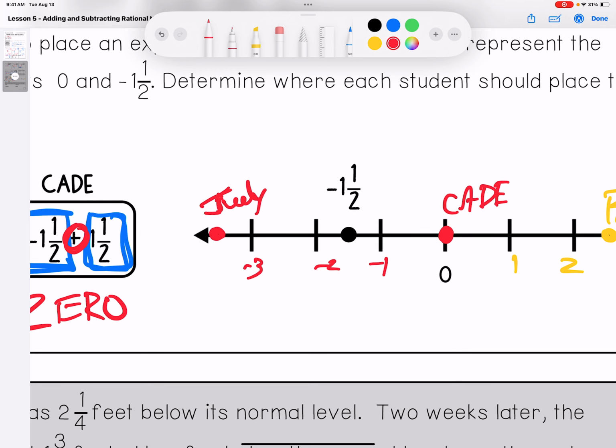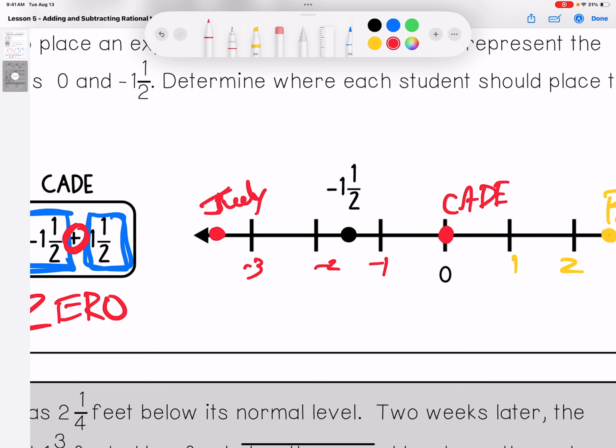All right. And the last one of the day. During a drought, the local lake was 2 1/4 feet below its normal level. 2 weeks later, the water level had dropped an additional 1 3/8. How far below the normal level was the water after 2 weeks?